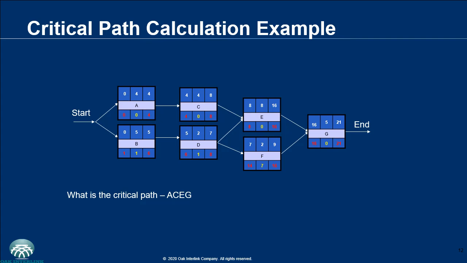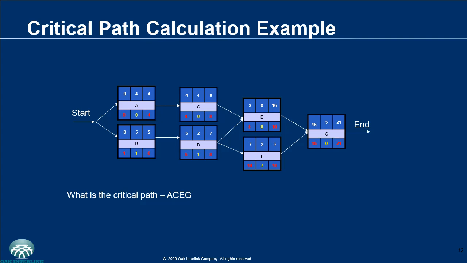The duration comes next, which is in the top middle. So for activity A, duration is 4. For activity B, duration is 5. The next step is to add the duration to the early start to get the early finish. So 0 plus 4 gives you 4, which is in the top right corner, and 0 plus 5 gives you 5. So those are the first two steps.